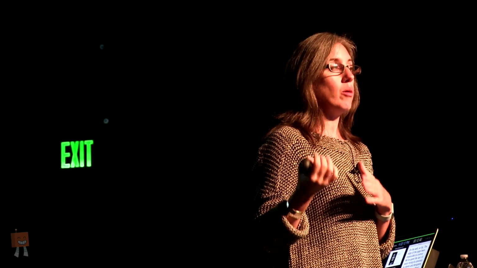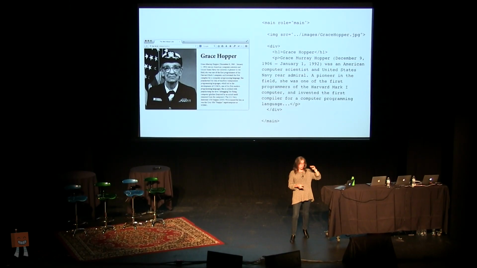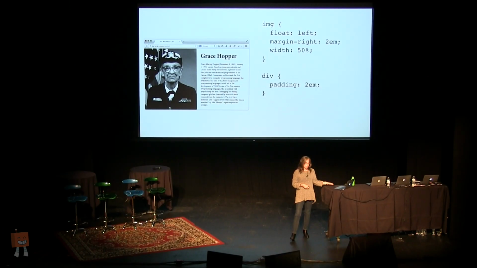The web is not print, and we need to keep those lessons and remember those lessons about how it's different. But we can actually mess around with the edges of the page and design things to the edges of the page in a way that we couldn't before. So let me show you this example really quick. Main element with an image and a div with a headline and a paragraph, right? What does this look like?